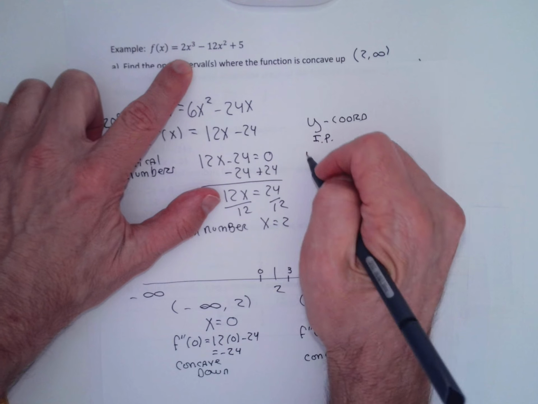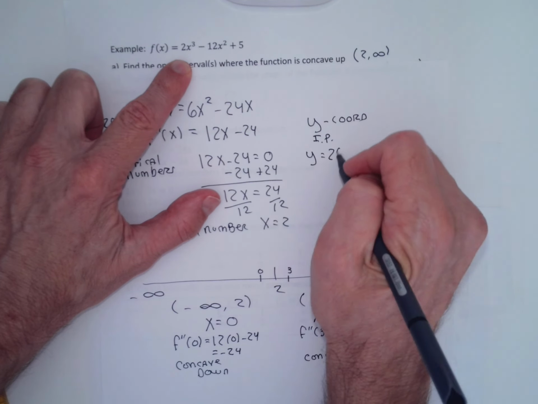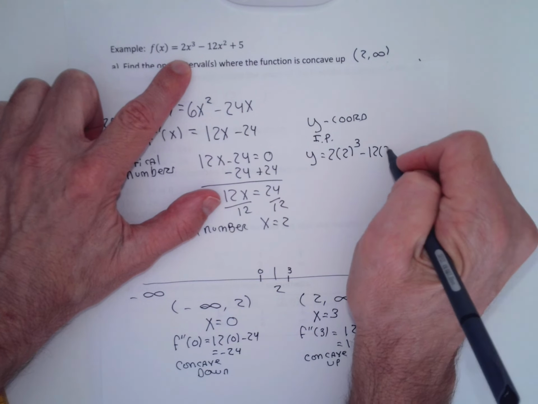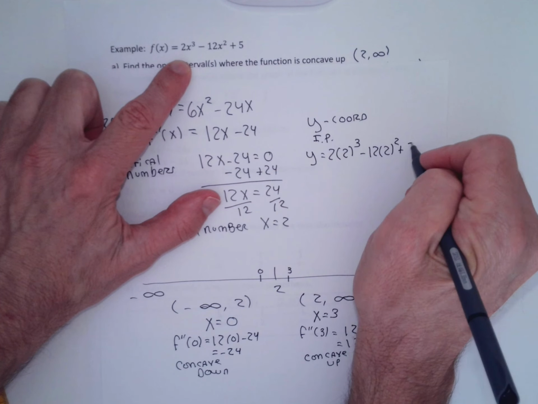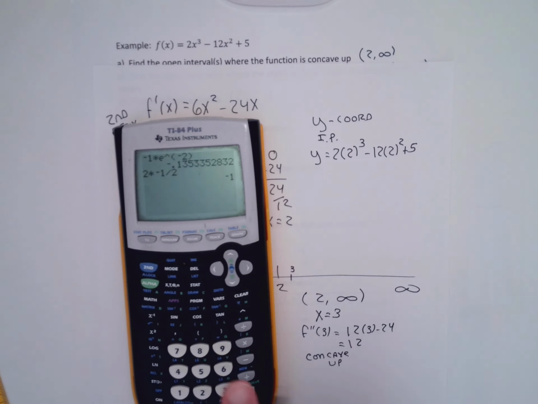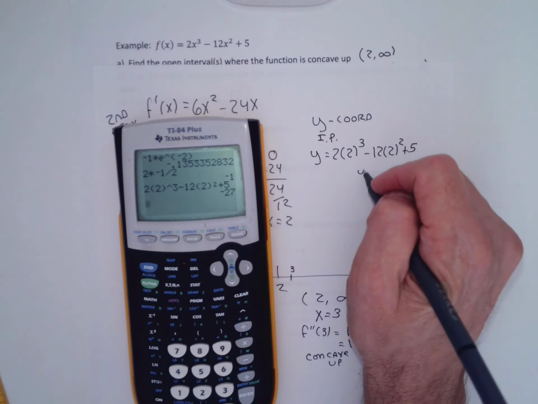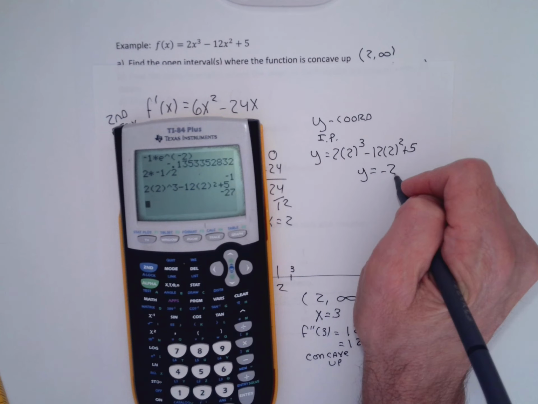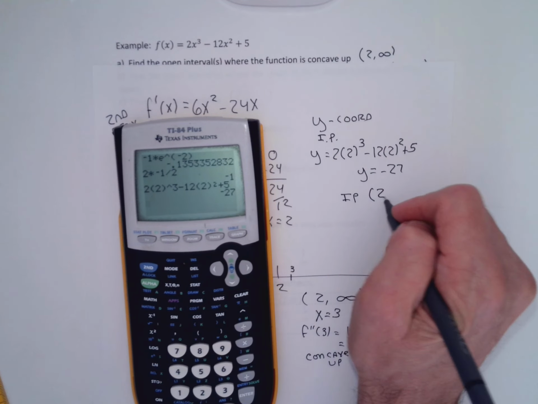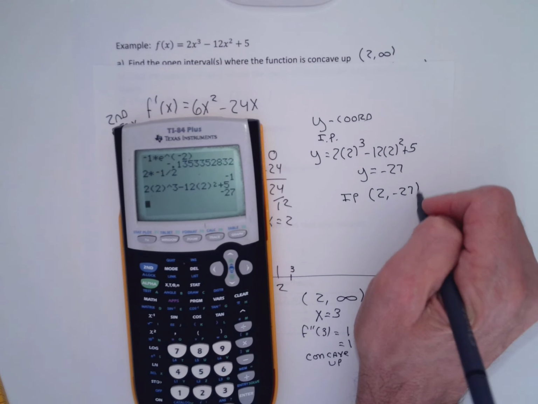I'm going to get y equals 2 times 2 cubed minus 12 times 2 squared plus 5. And that's silly to try to do in my head. So 2 times 2 cubed minus 12 times 2 squared plus 5. The y-coordinate of my inflection point is negative 27. So the inflection point is going to be the point x equal to positive 2, y equal to negative 27.